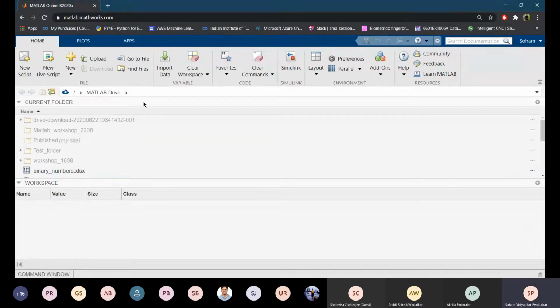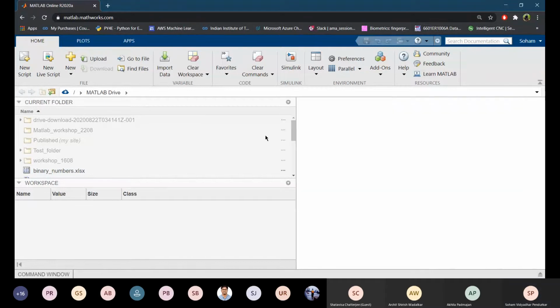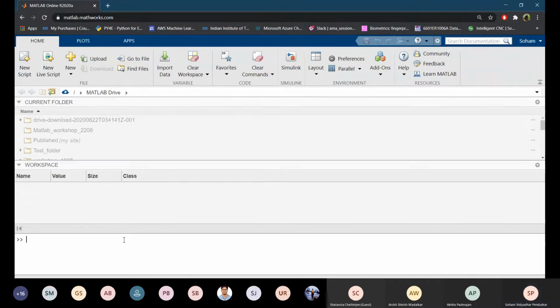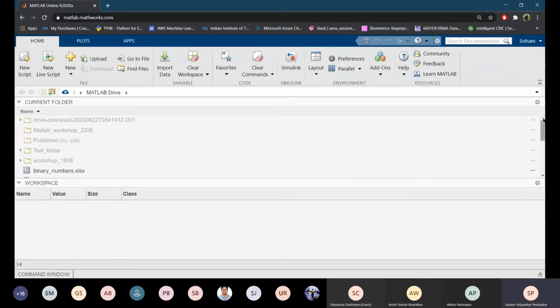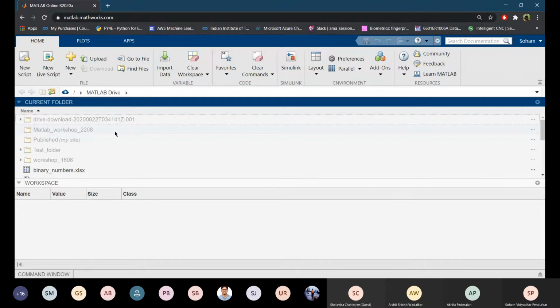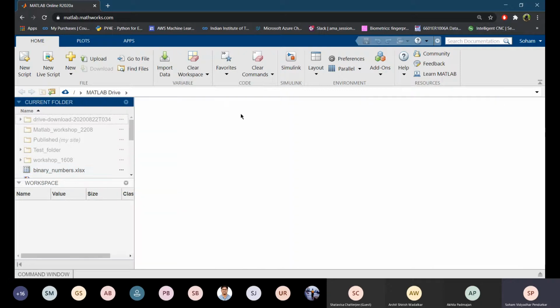What happened to this GUI? Oh. I don't understand why this happened.